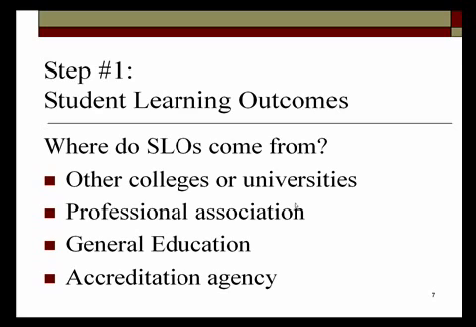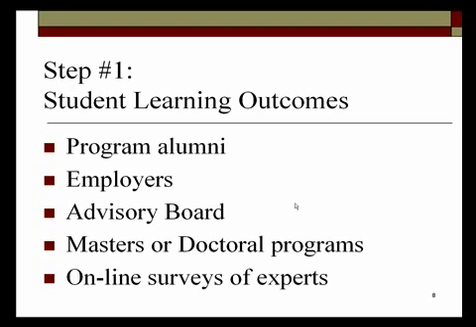Where can I find examples of student learning outcomes for my program? You can look at similar programs at other colleges or universities. Your national association may suggest SLOs. You can refer to your campus general education program's learning outcomes. If you're in a professional program, the accrediting agency will have SLOs. You can invite interested parties to discuss SLOs, such as alumni, your advisory board, employers, or faculty from master's and doctoral programs. You can also survey experts.